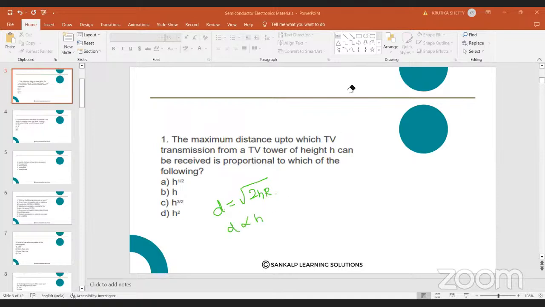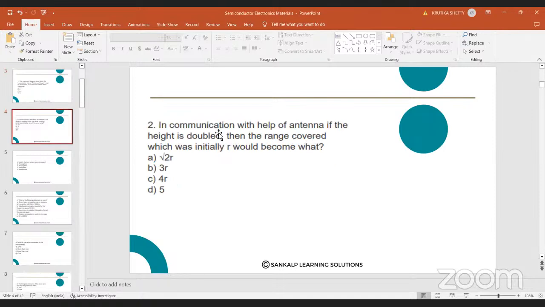Let us go for the next question. In communication with the help of an antenna, if the height is doubled, then the range covered, which was initially r, would become. So what happens to the range if the height is doubled? The same formula applies.